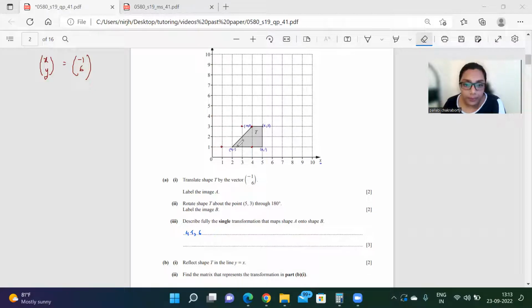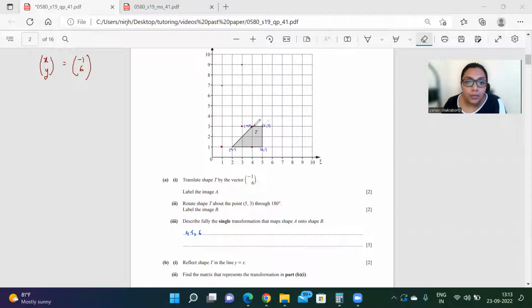So let's see what will become of this 2, 1. It will be 1, 2, 3, 4, 5, 6, you reach 7. Another way of doing this is you have 1 over here, so you add 6 to it and you reach 7. Similarly, over here you have 3. You add 6 to it, so you reach 9. So this is the new point.